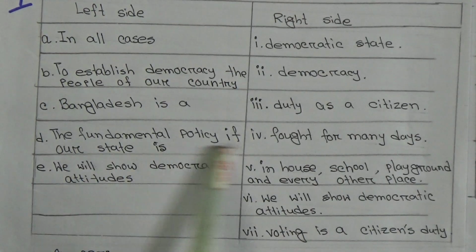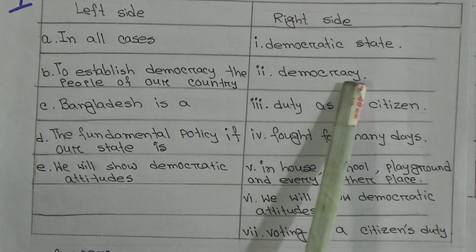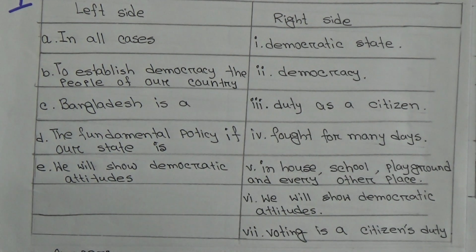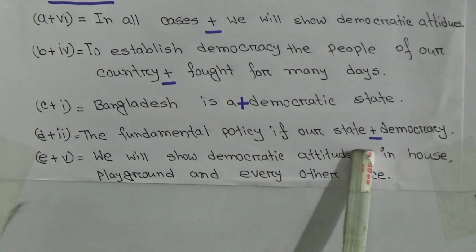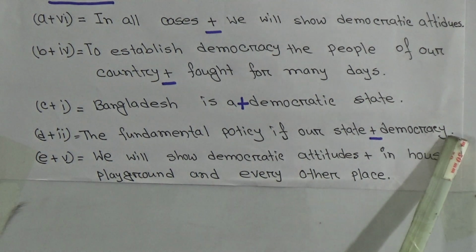Then number D plus 2. The fundamental policy of our state is democracy. The fundamental policy of our state, and plus, then write democracy. So the fundamental policy of our country, democracy. Then you put a full stop mark.